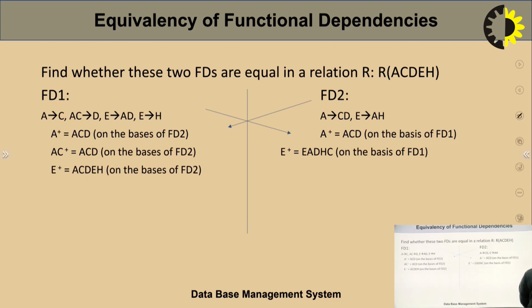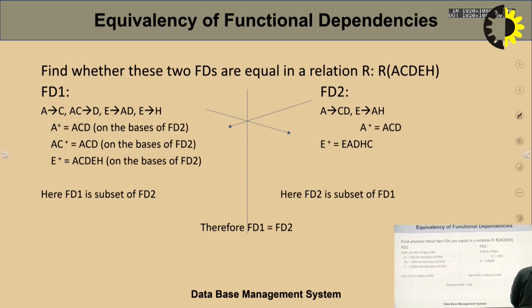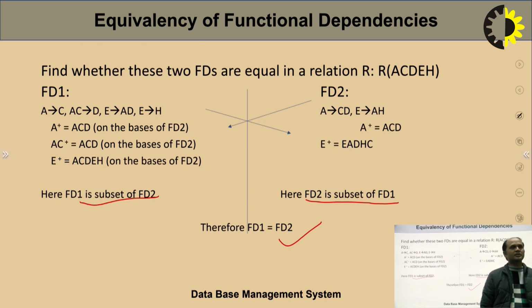If we find the functional dependencies of set 2 on the basis of set 1, and the functional dependencies of set 1 on the basis of set 2, so that each is a subset of the other, then they are called equivalent to each other. If FD1 is a subset of FD2 and FD2 is a subset of FD1, then FD1 equals FD2. This is the equivalence of functional dependencies that we use in some questions that come under normalization.